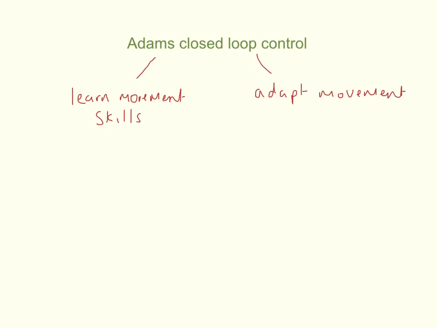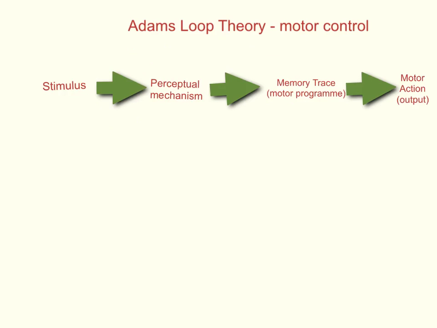And we're going to go through both of those, but it's important to note that we could be asked to identify how it can be used to learn movement skills, or how we use motor control to adapt movement once the movement has been initiated. Okay, so first of all we're going to look at Adams' loop theory as a theory of motor control. So this is going to explain how we can adjust movement once the motor program has been initiated.